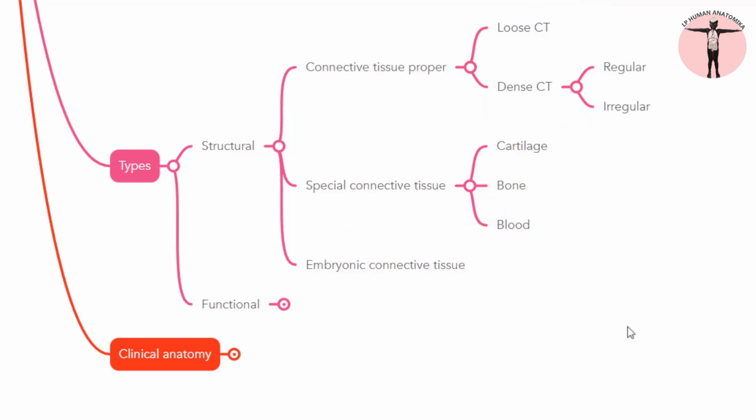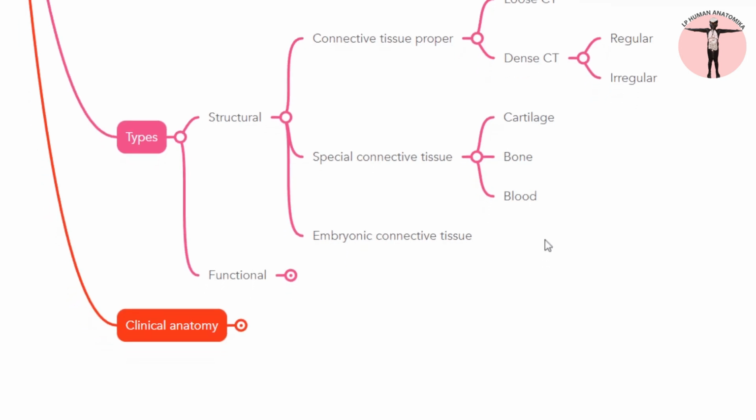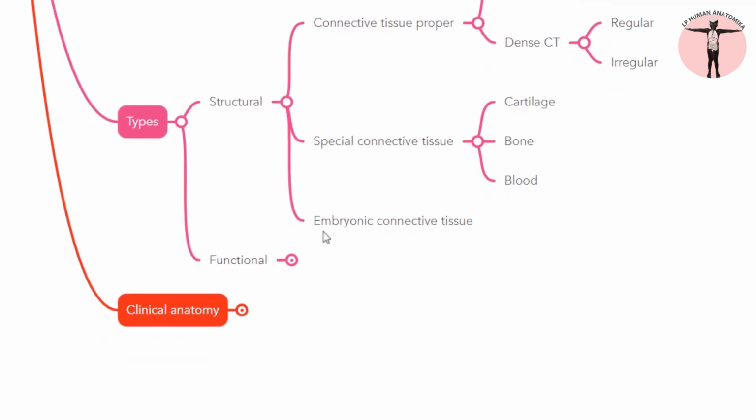The special connective tissue includes cartilage and bone, which are firm and give support to the body. Cartilage is firm and flexible. The bone is hard and rigid. And the third type of special connective tissue is blood. And the third type of structural classification is the embryonic connective tissue or the mucoid connective tissue.